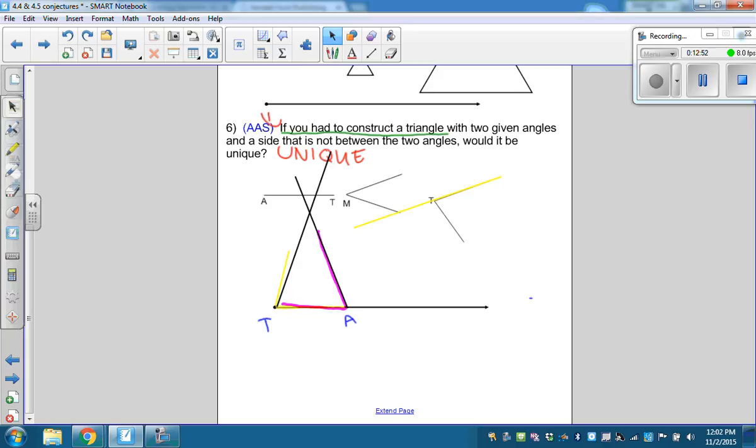So I can't change AT, that piece, and I can't change T, and I can't change A. What is this one like? When I found angle A, what did I really just do? I have this angle here, and I have this angle here, and I have the side in between. What is that like? Look at your worksheet. Which one is that like, of two angles? Which one is it like, Evelyn?